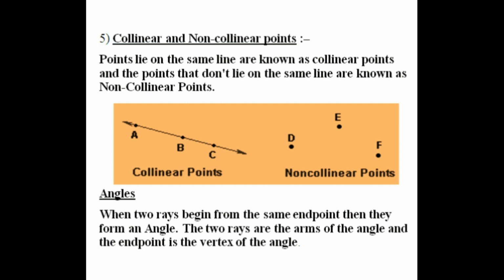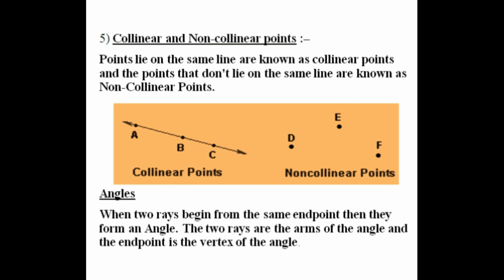Next you come to collinear and non-collinear points. You might have studied this in lower classes also. Just recall: points that lie on the same line are known as collinear points, and points that don't lie on the same line are known as non-collinear points. Remember children, points lie on the same line. You see the diagram: the first diagram is collinear points. You see all the three points lie on the same line.